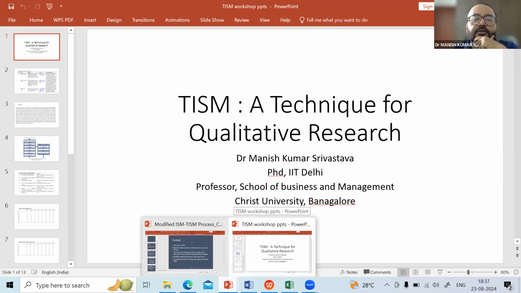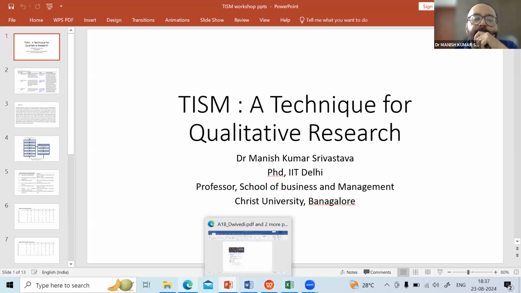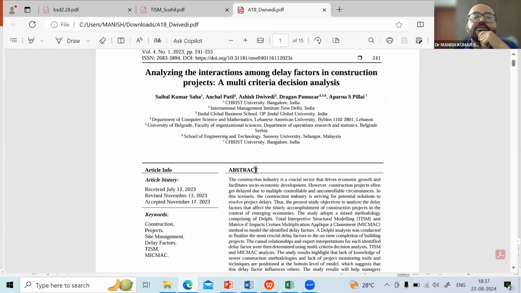Okay, so I think you must be able to read this: Analyzing the interactions among delay factors in construction projects. In any construction project, there are things which are barriers, so you can call them delay factors. We are finding some delay factors, and on those factors we are applying TISM. What is TISM, I'll be telling you. First, understand on which factors or variables it is working.